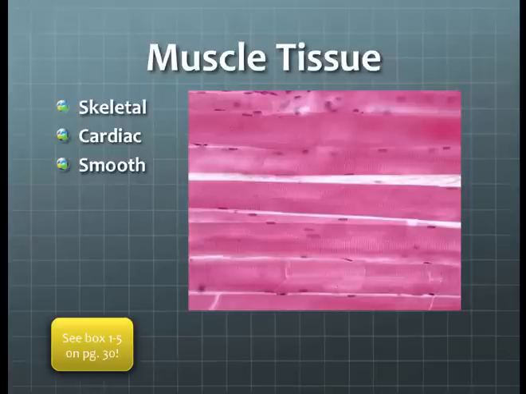Skeletal muscle is anchored by tendons to bones, and this is what moves our skeleton and helps us maintain our posture. So skeletal muscle is what helps us move.